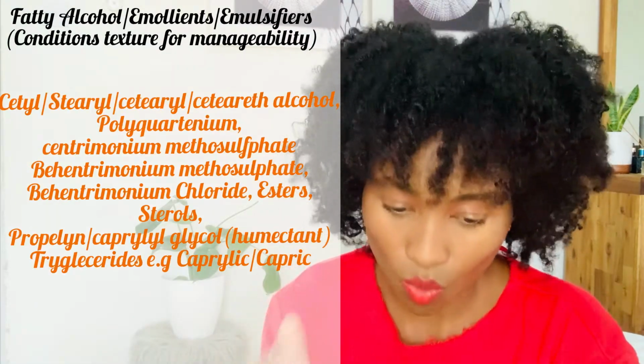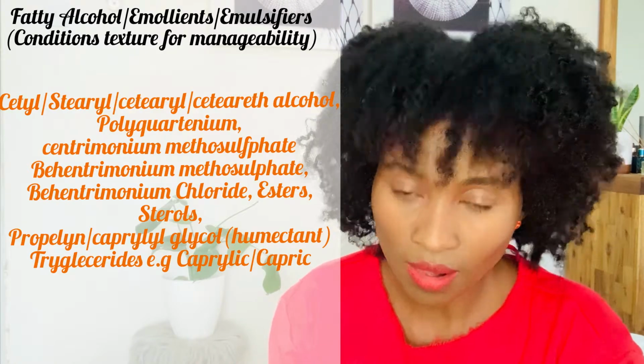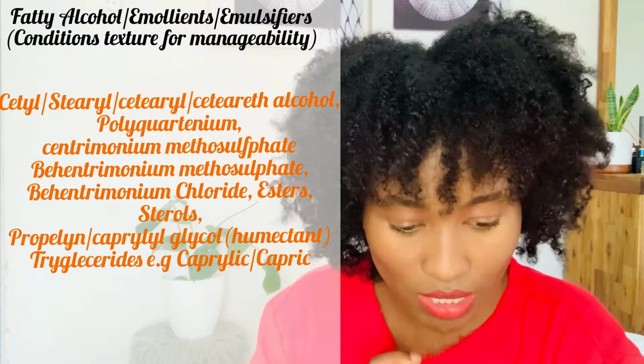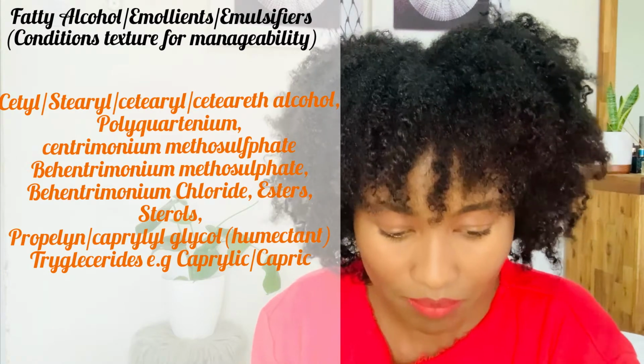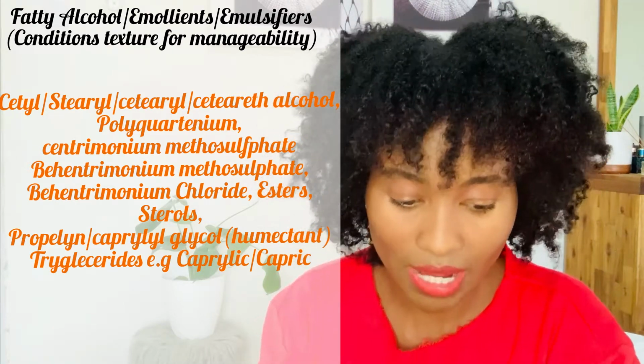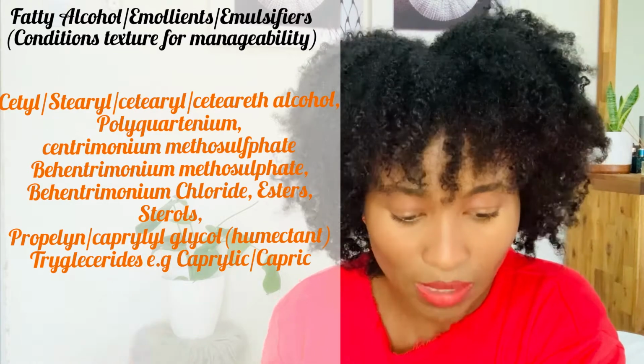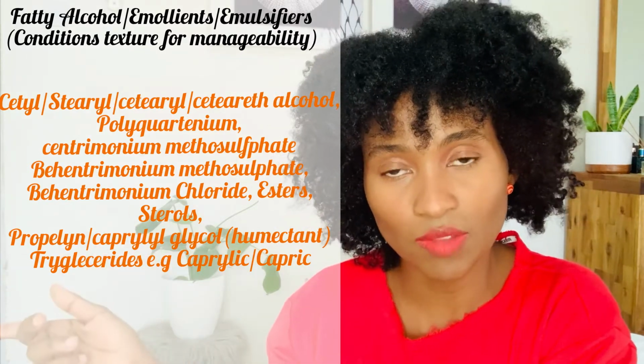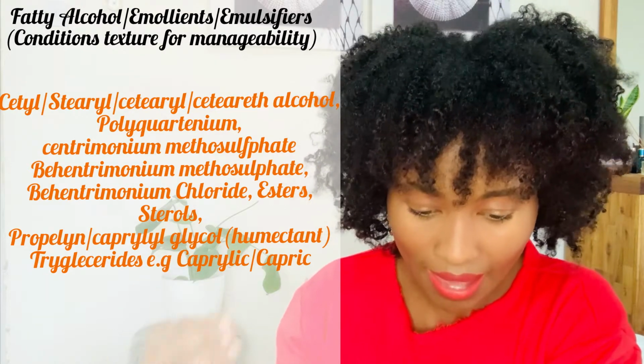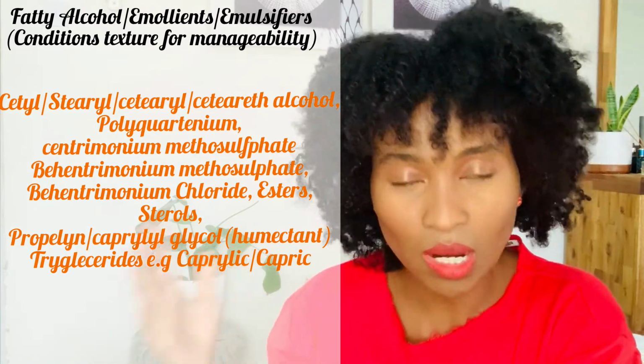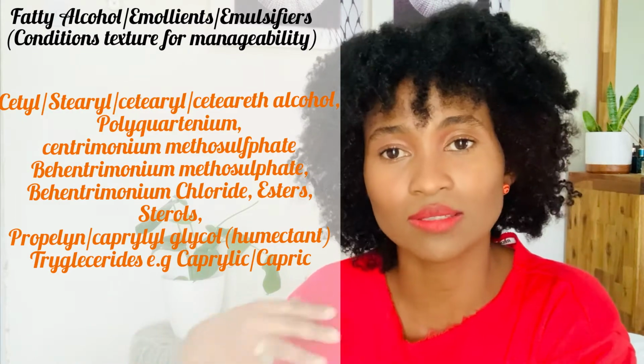They create that smooth wall on your hair strands so that they can glide on each other instead of wrapping up. These are called fatty alcohols or emollients or emulsifiers, and these are cetyl or stearyl or citral or citric alcohol, and polyquaternium, cetrimonium methylsulfate, behentrimonium methylsulfate, dihydrogenated tallow dimonium chloride, your esters, your sterols, and propylene or caprylyl glycol. Remember we mentioned it in the humectants. It's also a conditioning agent. And triglyceride. Sometimes they write caprylic or capric triglyceride or just capric.